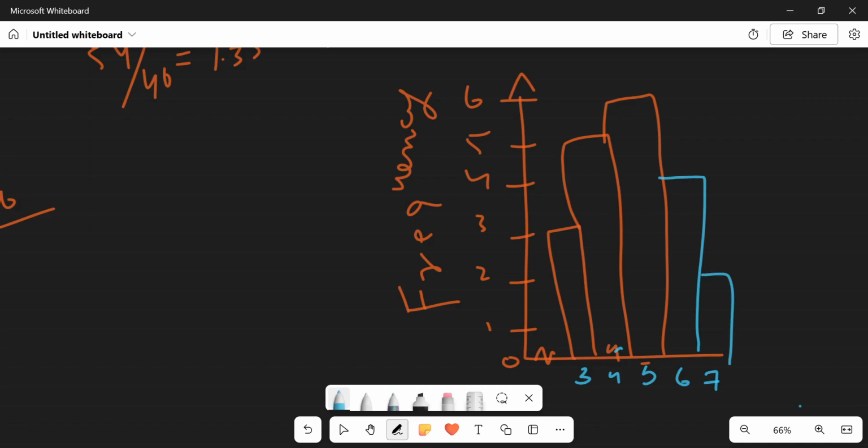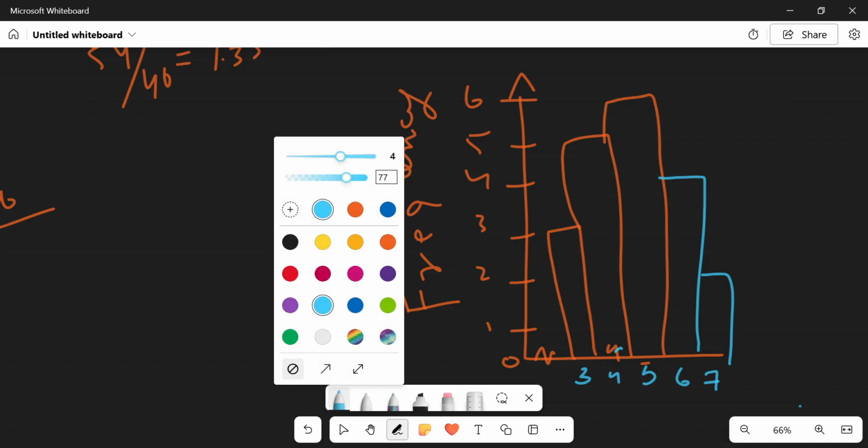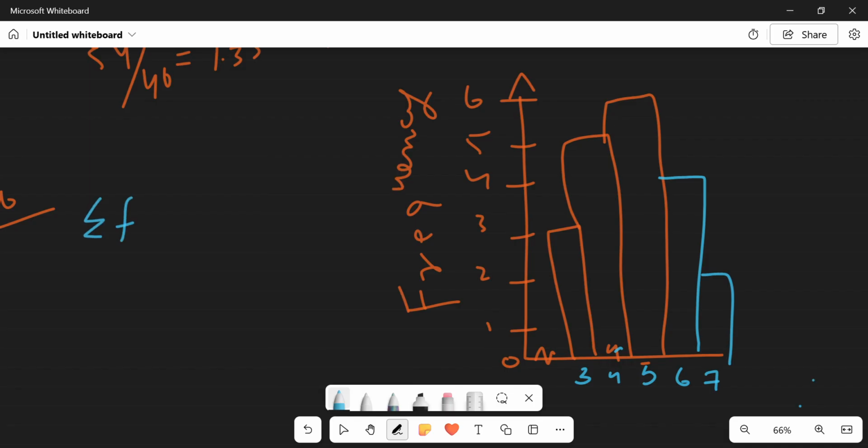So what we need to do here is find the mean of the following distribution. Only the graph is given, and you need to find the mean. Simple, right? The formula is sigma fx over sigma f. So frequency is 0, 1, 2, 3, 4, 5, 6. Here x is 3, so 3 multiplied by 3. First of all, you need to find the total.